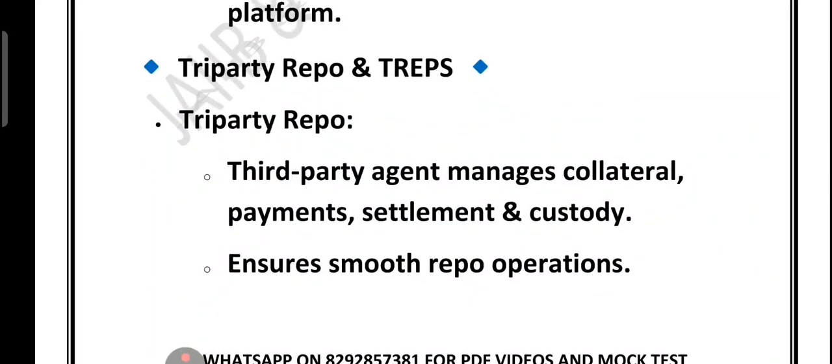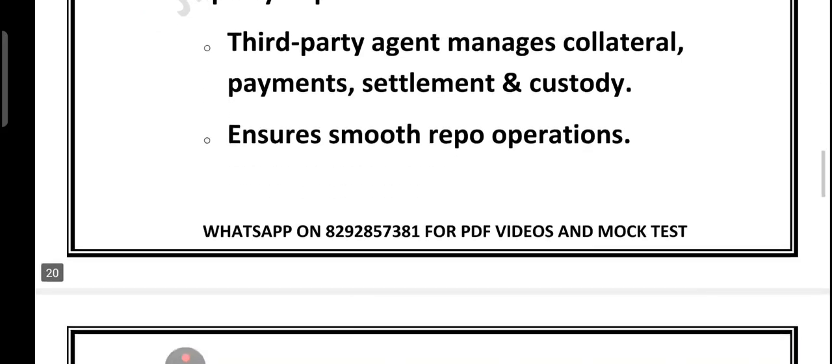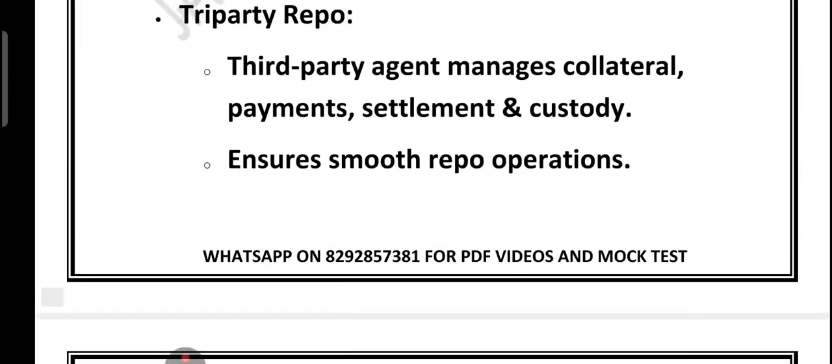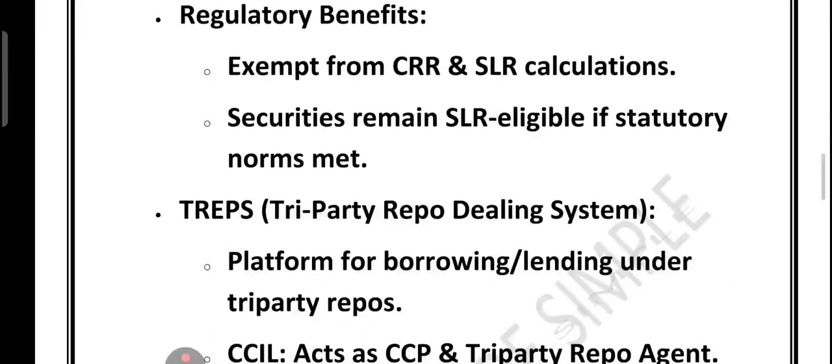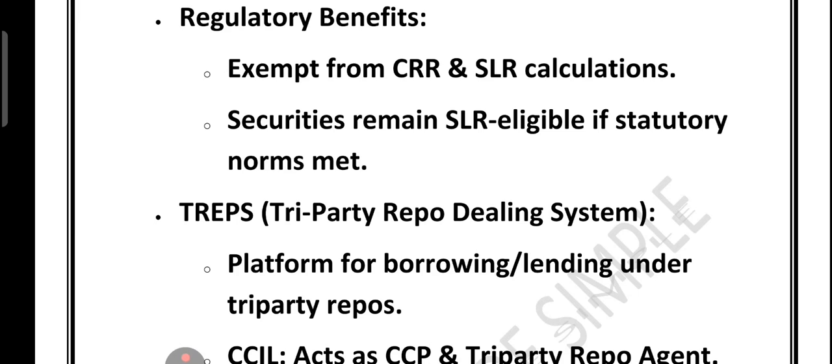So friends, tri-party repo. What is tri-party repo? This is a third-party agent who manages collateral, payment, settlement, and custody, ensuring a smooth repo operation. So tri-party repo makes repo transactions easier and safer for participants. What are the key points? Tri-party repo reduces operational hassle by letting a neutral agent handle the mechanics. If you look at the regulatory benefits, tri-party repos are exempted from SLR or CRR calculation, freeing up liquidity. And securities remain SLR eligible if statutory norms are satisfied. So the key point is that it offers regulatory relief while keeping securities eligible for reserve requirements.